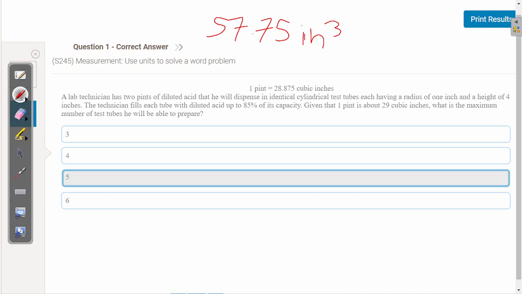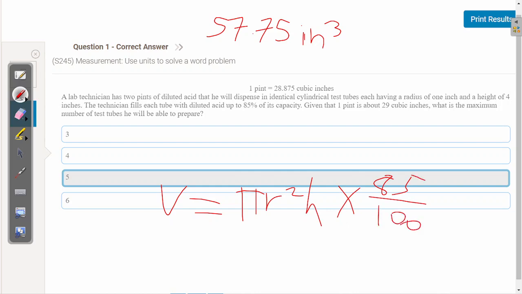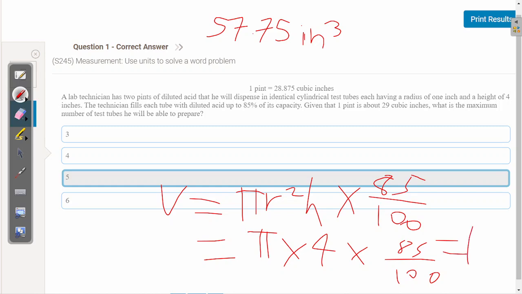Since it's a cylinder, it will be pi r squared times height times 85 over 100. Okay, the radius is 1, so it's 1 squared times pi, which is just pi. So pi times the height, which is 4, times 85 over 100. Do this on the calculator and you will get 10.7 inches cubed.